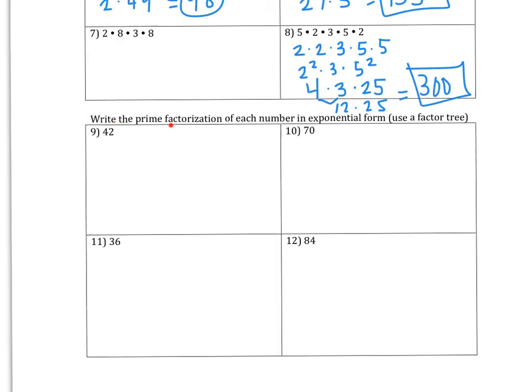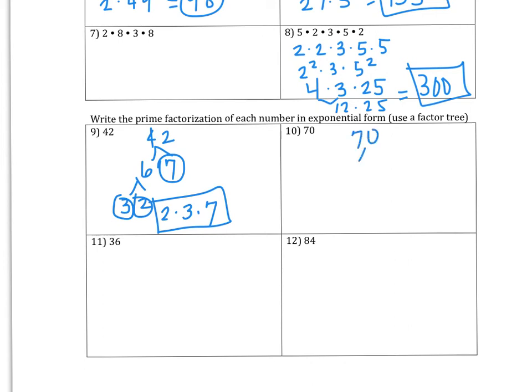We're going to come down here and write the prime factorization of each number in exponential form. Use a factor tree. Let's start with number 9. Number 9, the number is 42, so we want to make a factor tree with 42 at the top. And then I come up with 2 numbers that when I multiply them together, they equal 42. They can be any 2 numbers that multiply together to equal 42. I'm going to use 6 and 7. 6, I'm going to break that down into 3 times 2. Those are both prime. And 7 is also prime. So I have come up with all prime numbers, and that is 2 times 3 times 7.